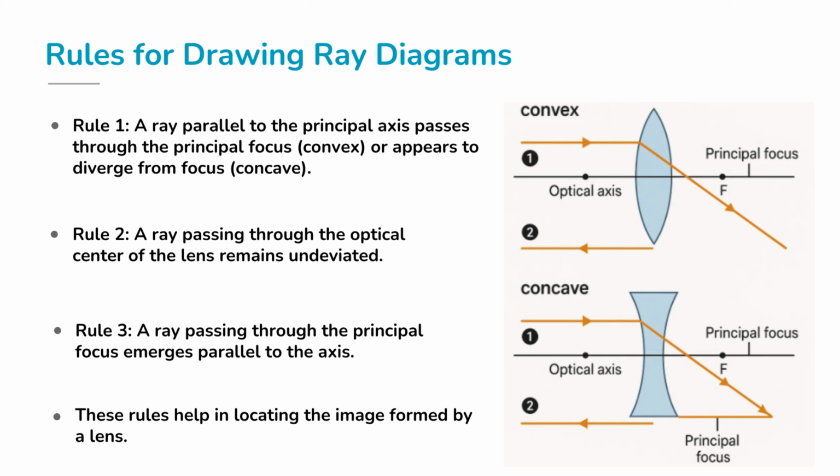Like the give and take policy of physics. And here's the magic, you don't even need all 3 at once. Just pick any 2 rays following these rules, draw them carefully, and wherever they meet, or appear to meet, that's your image location. It's like a treasure hunt, 2 clues are enough to find the hidden spot.